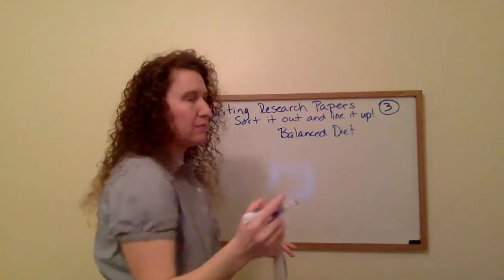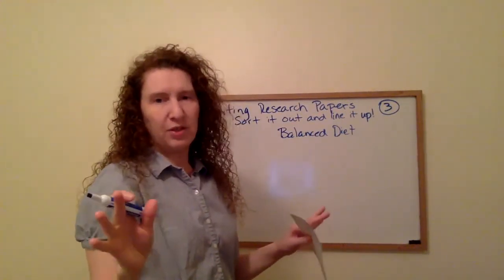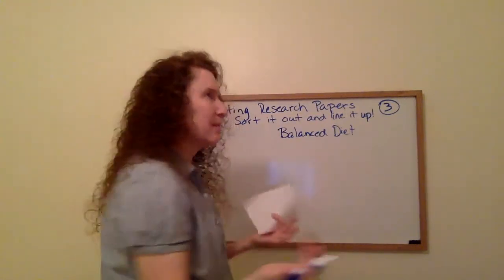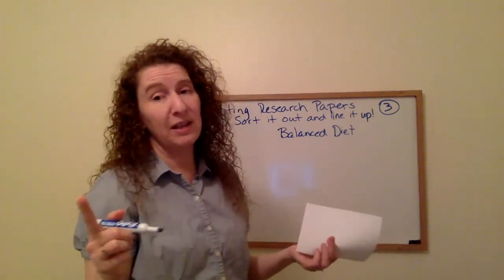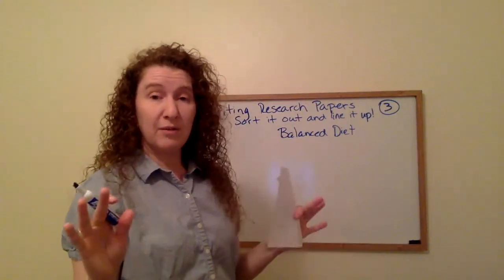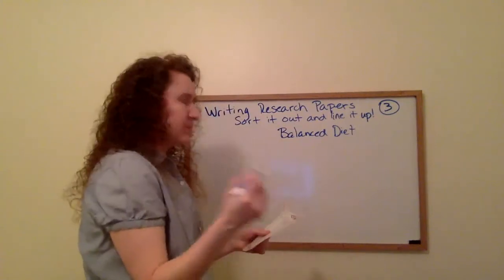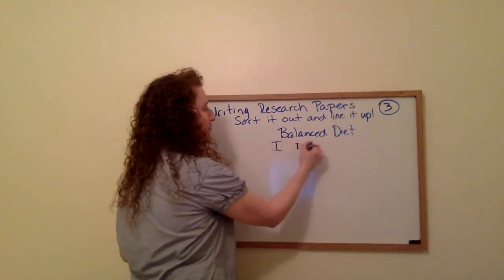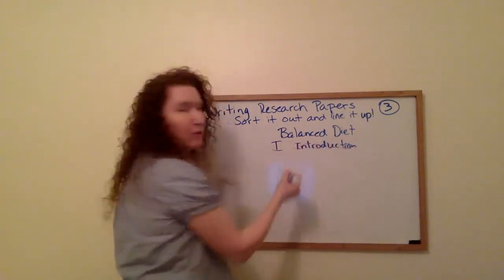So you want a Roman numeral for each paragraph, or each section. It doesn't necessarily always come out to be a paragraph, depending on what the length of your paper is. I'm not going to assign a length. You can talk to your parents and decide together what length your paper should be. But so the first one is the introduction. So that's Roman numeral 1.